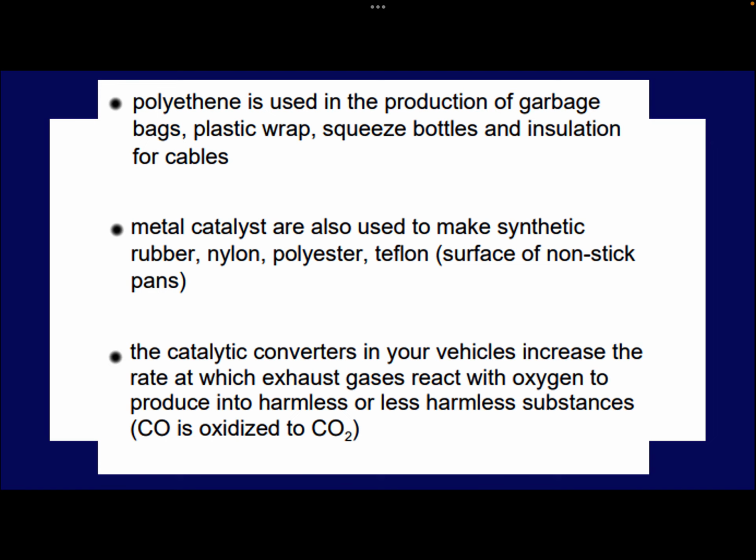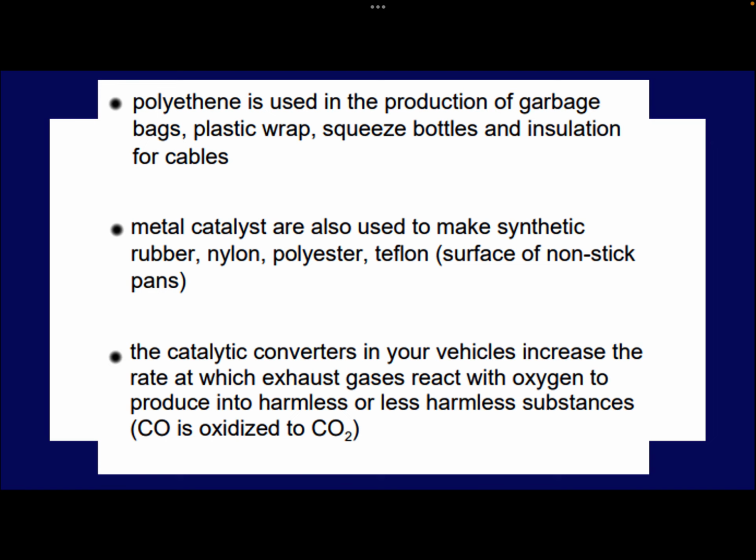But when we use a metal catalyst, that is used to make, for example, synthetic rubber, nylon, polyester, Teflon, that catalyst is going to convert your vehicles and it's going to actually create exhaust gas. And it's actually kind of interesting how it is harmless and it's used in our everyday life. So catalysts are literally everywhere.